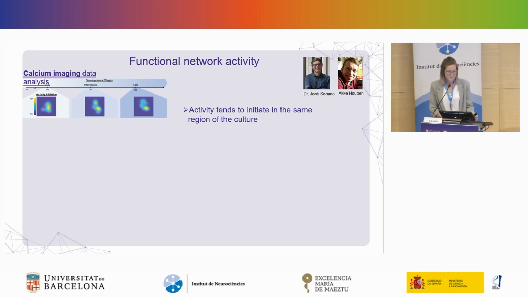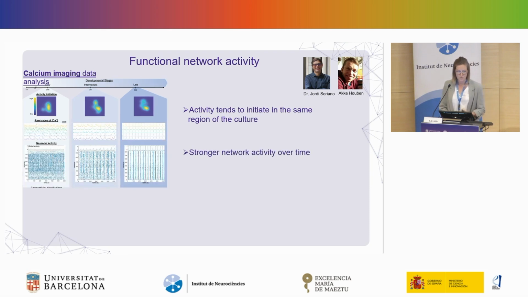For example, you can see here in this first version where the activity in our network was initiated. But we are also able to show the raw traces as well as the raster plot. In the raster plot, you can see in every row one cell, and each dot is one neural activity. As you can see here, over time our neural network is getting stronger and also more synchronous, meaning the functional network activity.